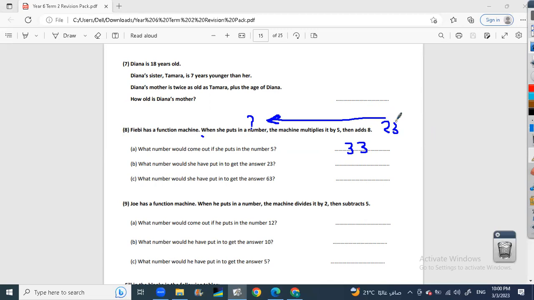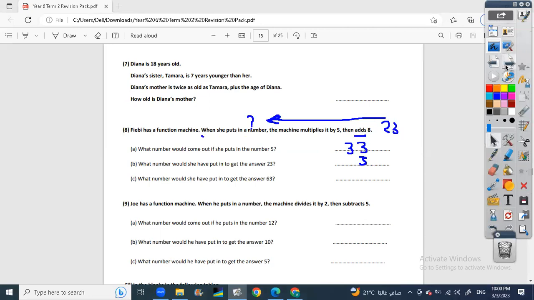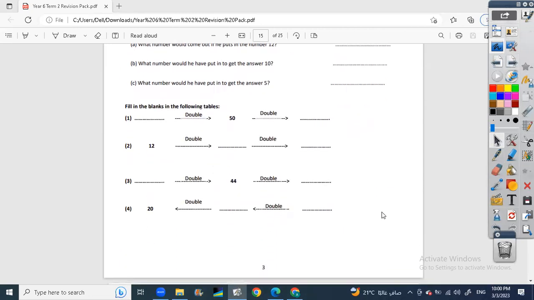I'm going to move backwards starting from 23. 23 plus 8? No. Yeah, Mr. It says here adds. Yes, but we're moving backwards, so it becomes subtract. 23 minus 8, which is going to be 15. 15 times 5? No, backwards. Inverse operations, so 15 divided by 5, which is going to give us 3. So the answer over here is 3. You follow the same method with the rest of the page. All right, let's move now to the next page.